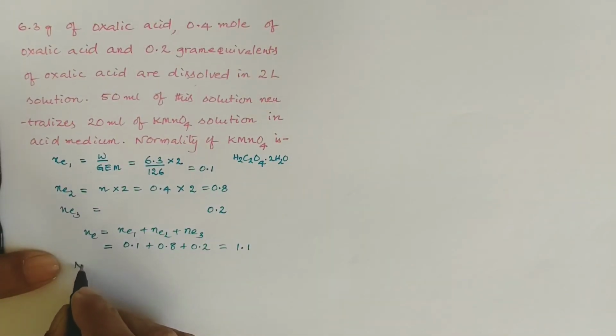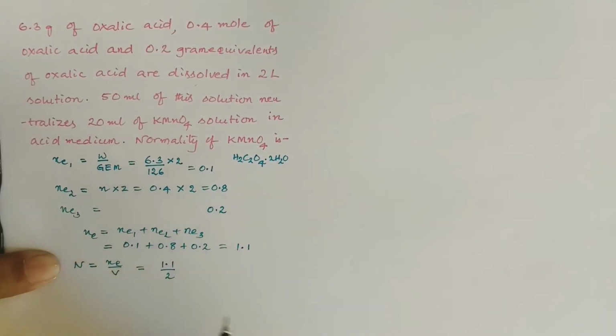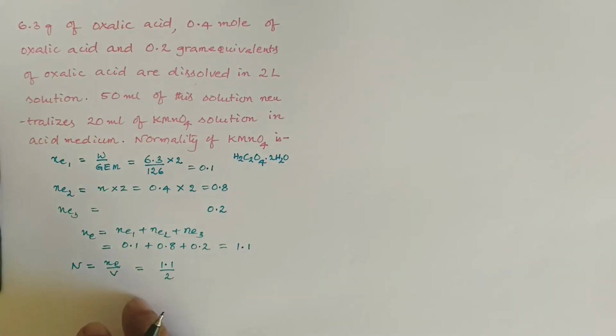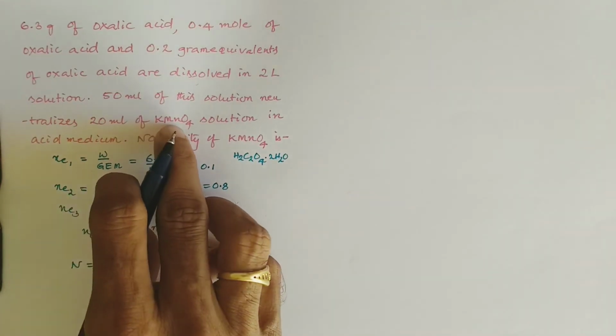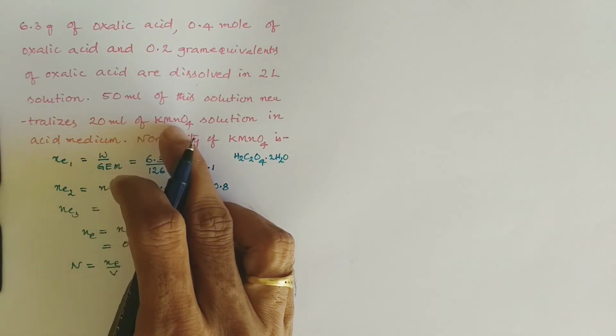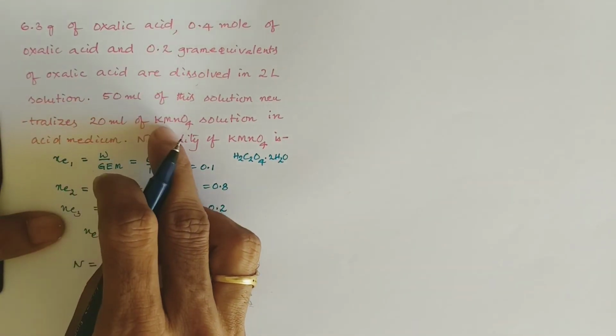So now what is the normality of the resulting solution? Number of equivalents divided by volume of the solution in liters. The number of equivalents is 1.1, volume is 2, right? So this is the normality of oxalic acid. Now this is reacting with potassium permanganate of unknown normality. So 50 ml of this is reacting with 20 ml of this, right?